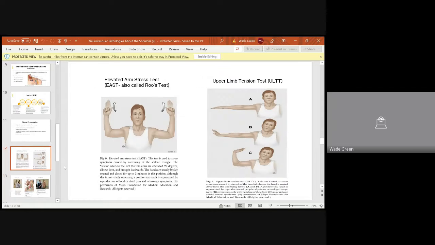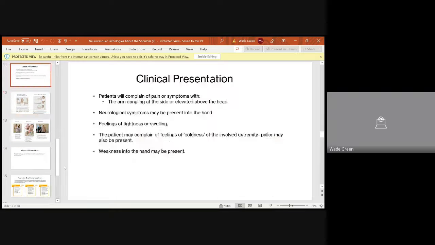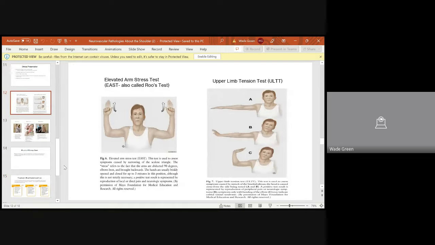All right, what are some special tests that we can utilize for thoracic outlet? Sorry, I'm kind of zipping through this, but let's go back to this slide. One of the first ones is the elevated arm stress test, also called the Roos test. The abbreviation here is the EAST test or Roos test.